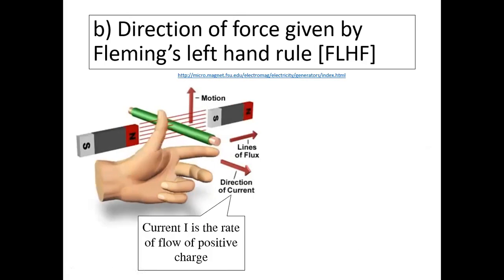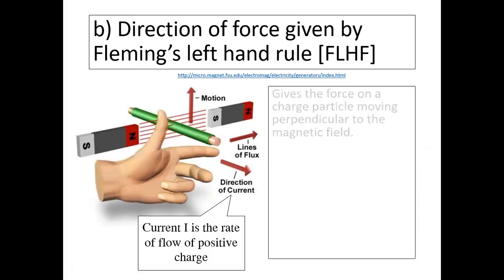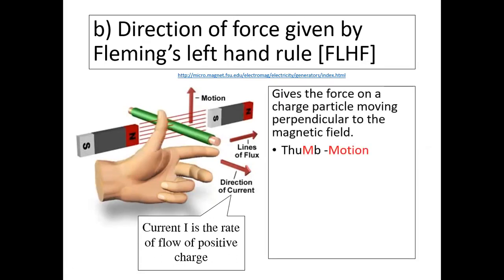How to find the direction? You use Fleming's left-hand rule. Make sure you know how to do that. Use your left hand. Your thumb gives you the motion. First finger, second finger. The three are perpendicular to each other.